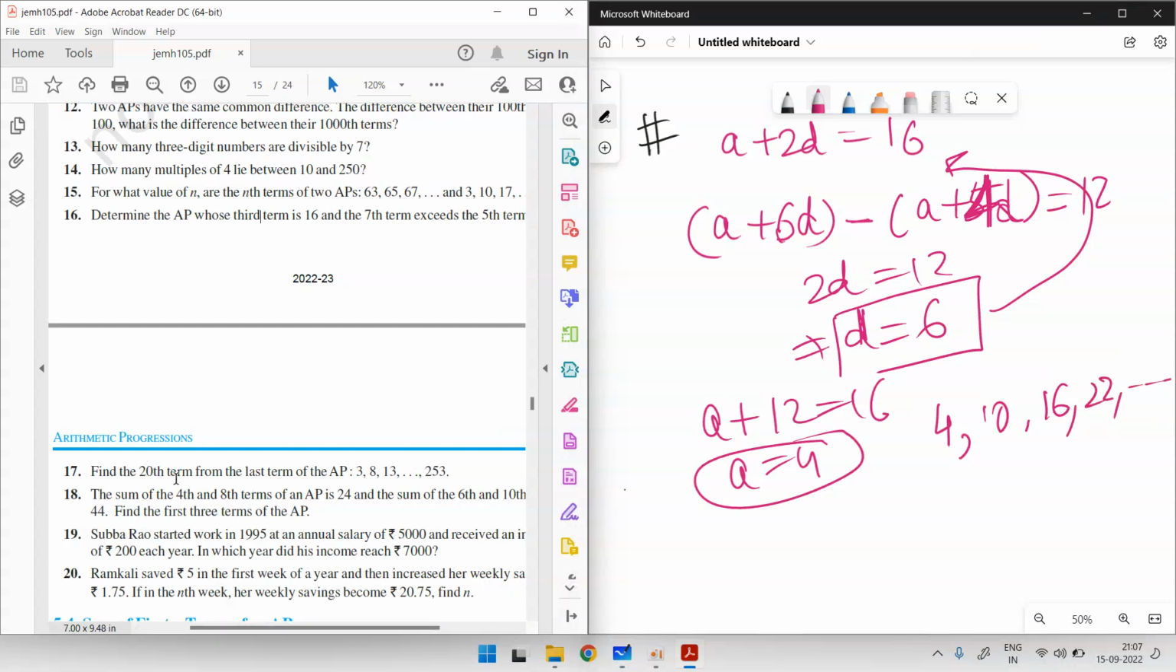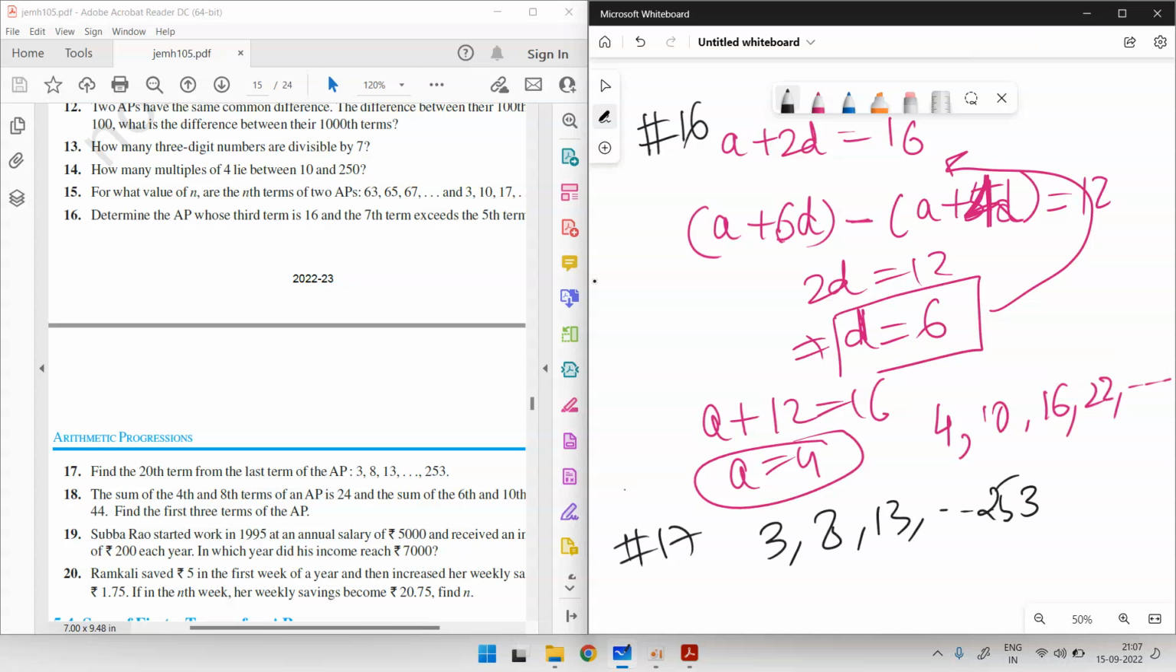Now what is next is to find the 28th term from the last term of this AP. I also discussed that from the last term, you find the value of n first. This is my 16th question, and this is my 17th question. Now this is 3, 8, 13, up to 253. So my a, the first term, is 3, and 8 minus 3 is 5, my common difference, and the last term a of n is 253. Now I'm going to find the 28th value from the last.